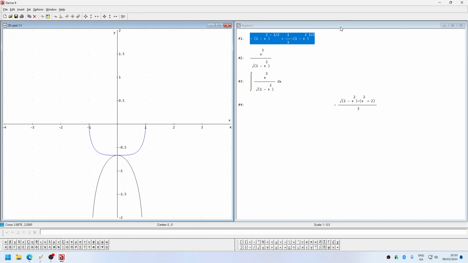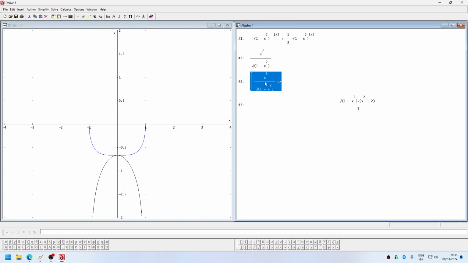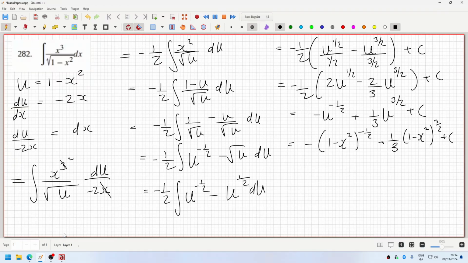So I've done something wrong. Okay, let's check. X cubed. Okay, so u equals 1 minus x squared, du dx equals minus 2x. So du over minus 2x equals dx.